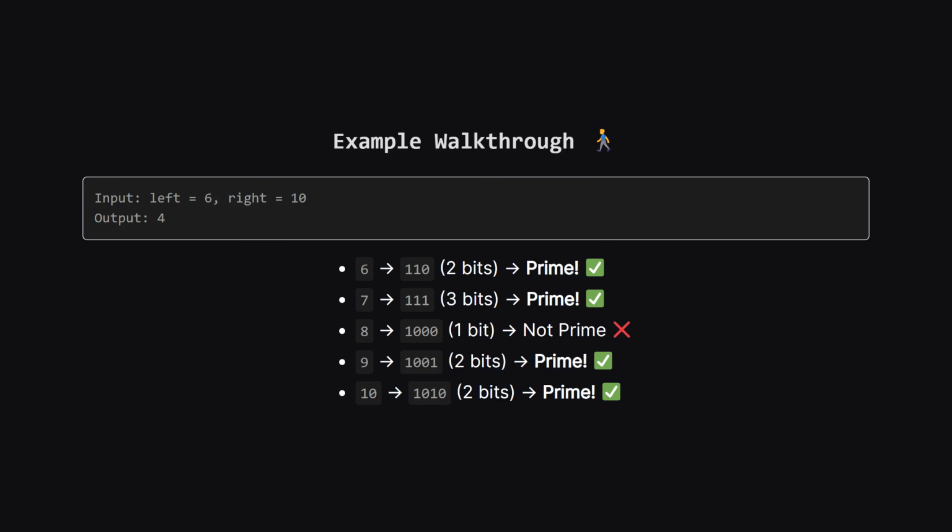Let's walk through a short example to see this in action. Let's say our range is from 6 to 10. We start at 6. 6 in binary is 110, which has 2 ones. 2 is prime, so that's a yes.